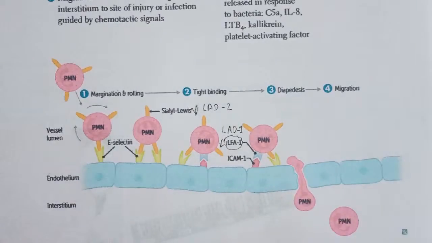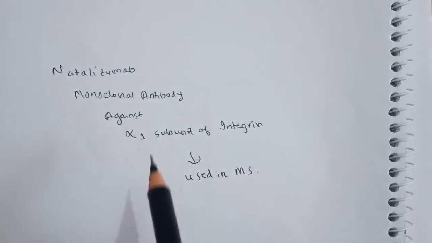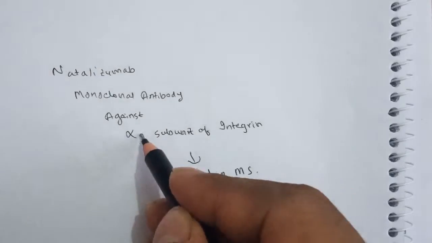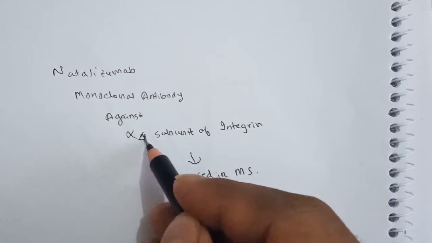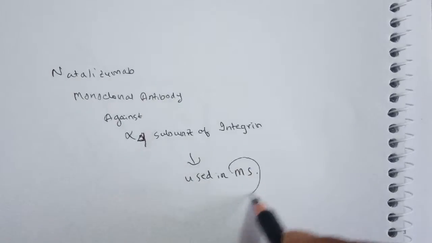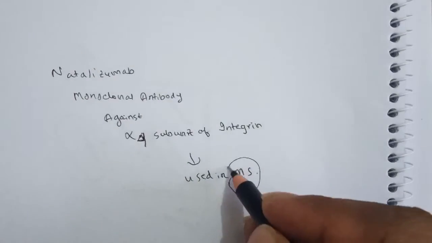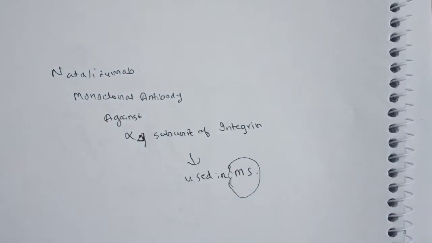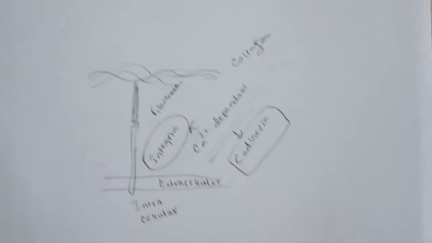We have to know something else about them. A monoclonal antibody against the alpha 4 subunit of the integrin is used in multiple sclerosis. It's a promising drug against multiple sclerosis. You need to know this.